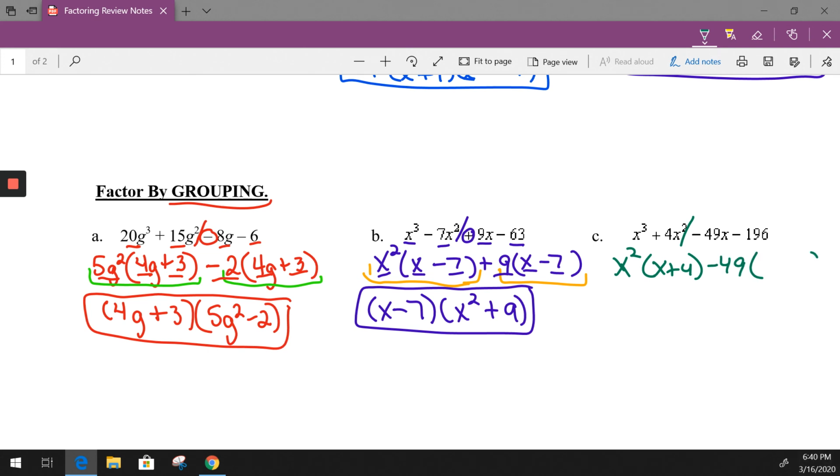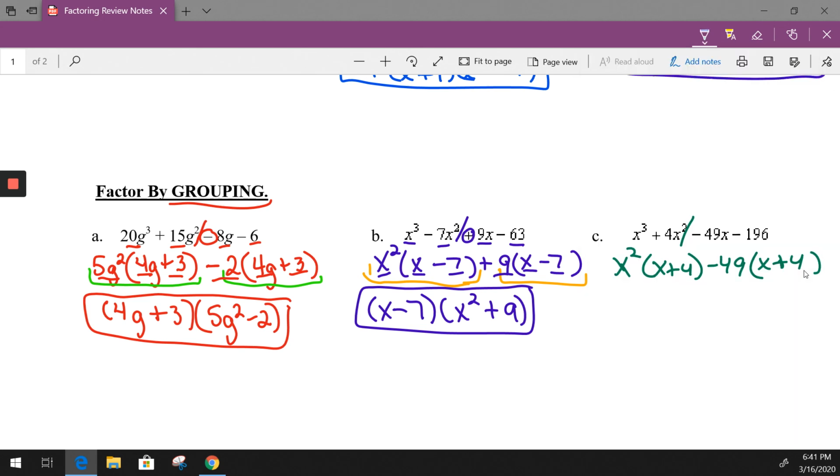And I know that seems like a big number, but think about what you're trying to get. If you have an x plus 4 here, you need to get an x plus 4 here. And the only way that's going to happen is if this negative 49 gets factored out. So it just so happens that if we factor out the negative 49 from the negative 196, that will equal a positive 4, because negative 196 divided by negative 49 is positive 4.